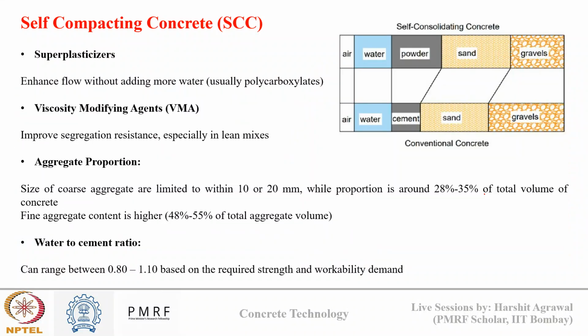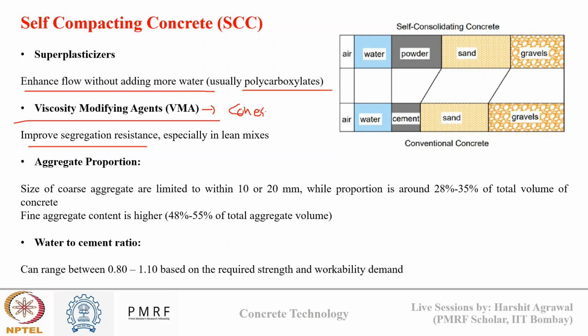And what are the ingredients used for designing a self-compacting concrete? First is a superplasticizer. We need a very high range superplasticizer which can enhance the flow without adding additional water, like polycarboxylates, the third generation superplasticizers. Then we need a viscosity modifying agent, which improves segregation resistance and brings cohesiveness to the system. Even after such a high flow, my concrete should be cohesive, and that is done by adding a viscosity modifying admixture.